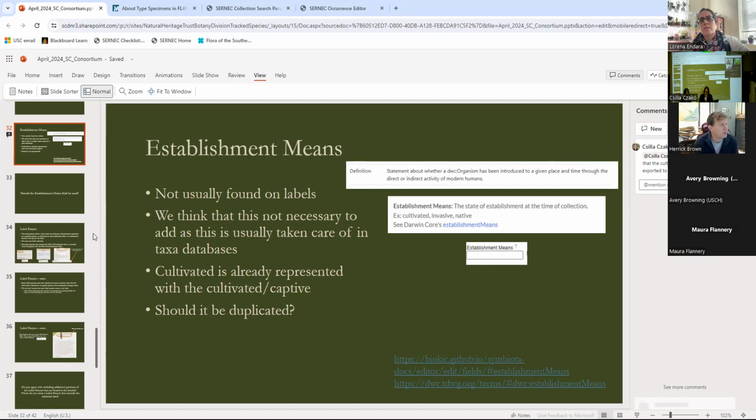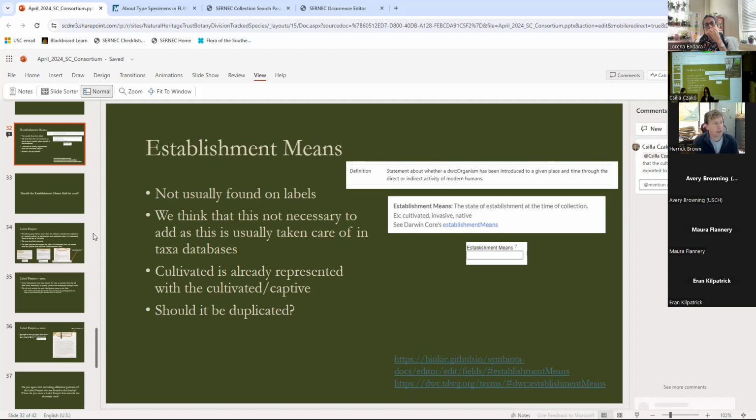But in terms of establishment means, if you said naturalized, that doesn't necessarily mean that a human has intervened and planted something someplace. That means that the plant was brought here either accidentally or intentionally. We don't know. Could have been in ship ballast or something from the colonial era, but that would not necessarily qualify it as cultivated captive. You follow what I'm saying?